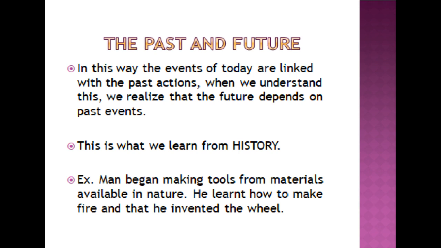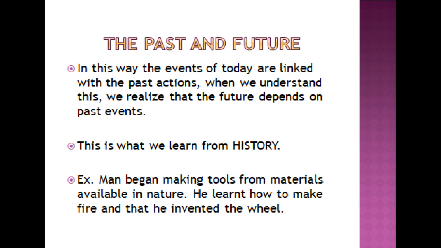In this way, the events of today are linked with the past actions. When we understand this, we realize that the future depends on past events. So whatever we are doing today, right now, it is because of what happened in the past, and whatever will happen in the future is because of what we are going to do today. You see, it is a continuous link between past, present, and the future, and this is what we learn from history. Now, I give you an example.